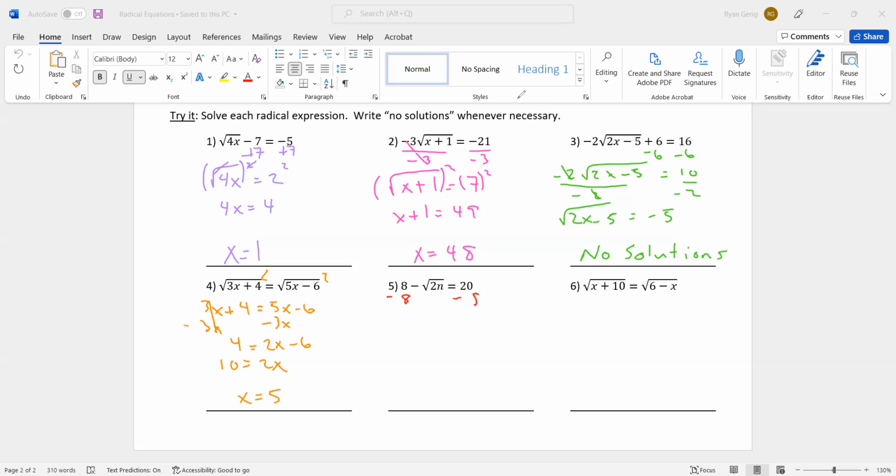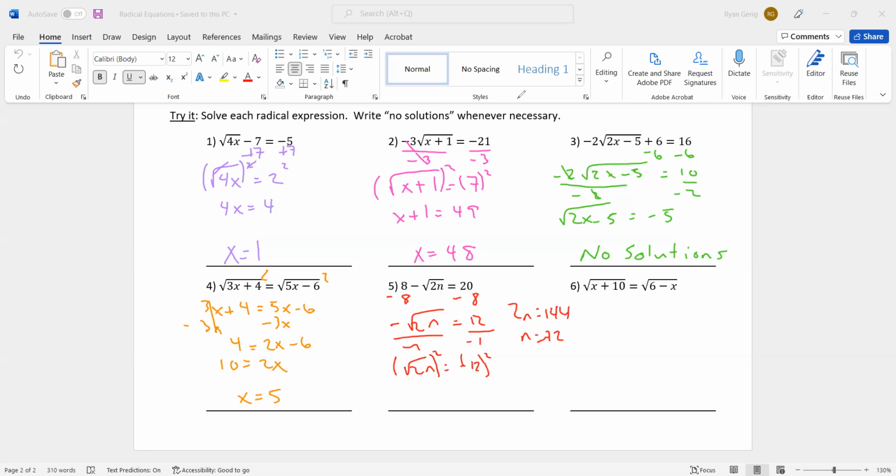Subtract 8. I get negative radical 2n equals 12. Divide by negative 1. I get radical 2n equals negative 12. Okay. Radical expression by itself, I'm going to square it. I get 2n equals 144. N equals 72. Now, if I check this, 2 times 72 is 144. The square root of 144 is 12. 8 minus 12 is not 20.